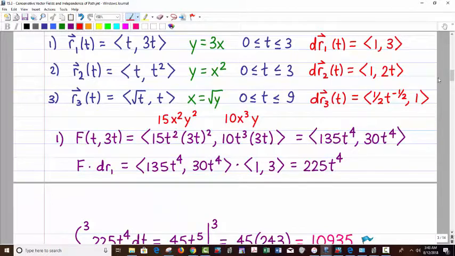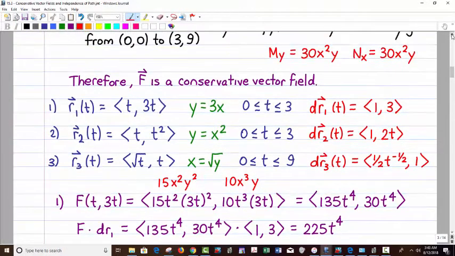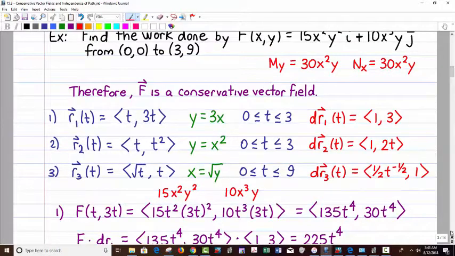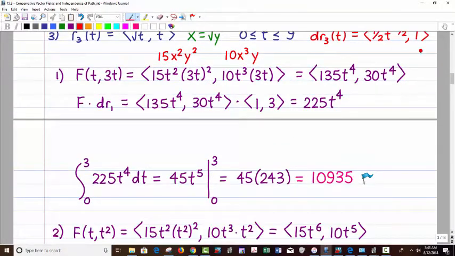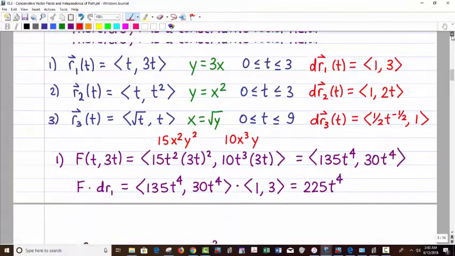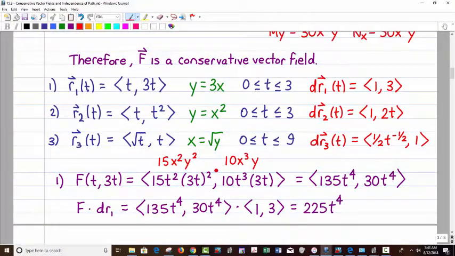So now I have to take this F up here, the vector field. Let's see if I've got this copied down anywhere. Okay, I wrote it right here. So I'm going to copy that down. So there are the two components of the vector field. And for this one, I'm putting a t everywhere I see an x and a 3t everywhere I see a y. So that's not too bad. Put it in both of those and tidy up the t's a little bit. So I get 15 times 9, 135 t to the fourth. And here I'll have 10 times 3, and t cubed times t, so I have 30 t to the fourth.